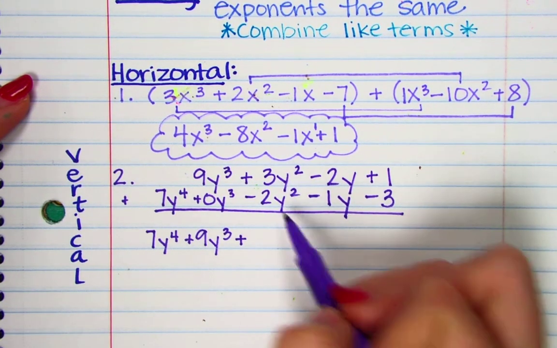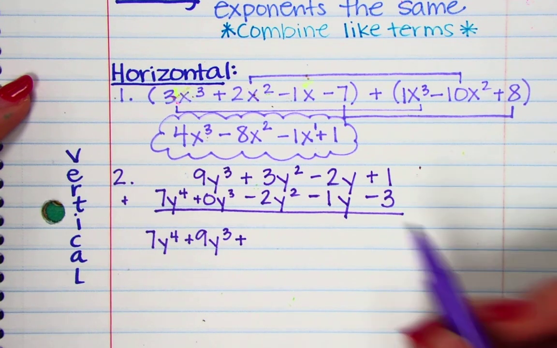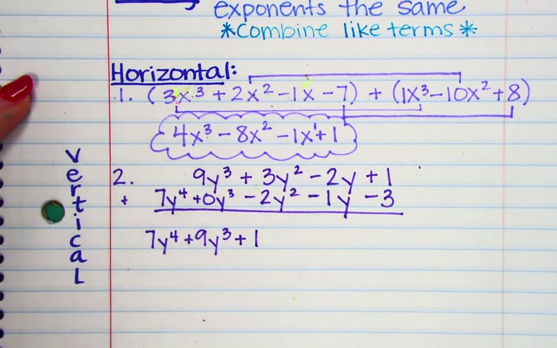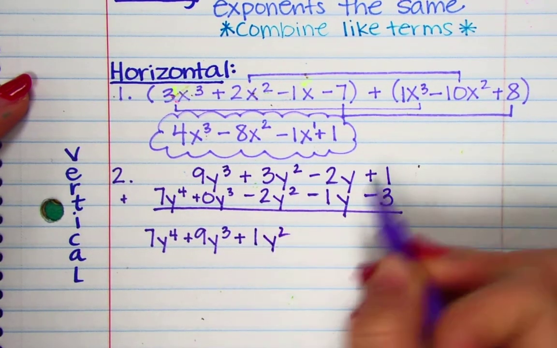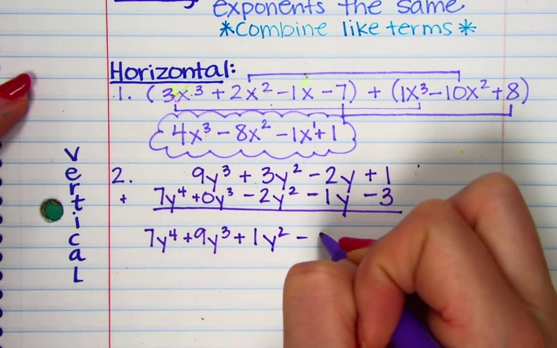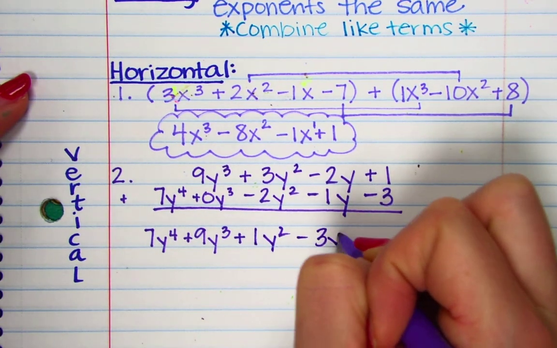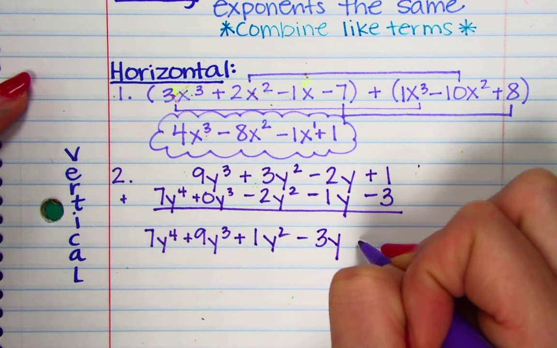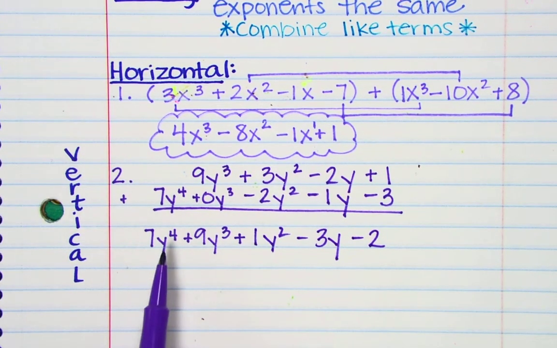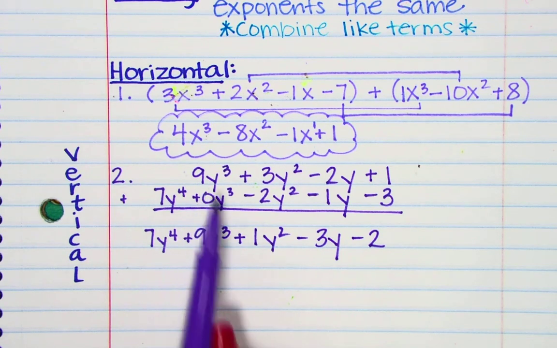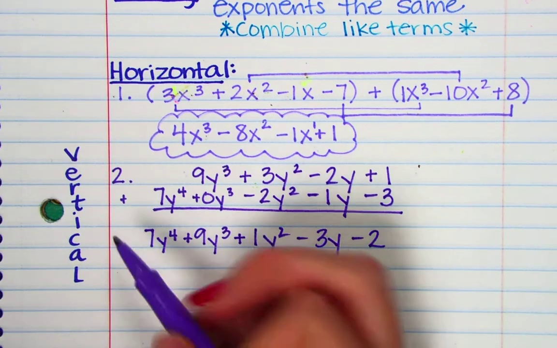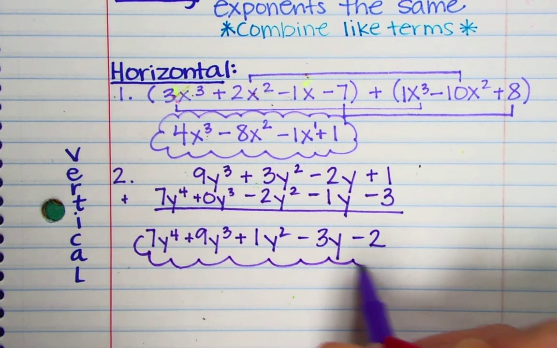What's 3y squared plus negative 2y squared? 3. No, you're on the next one. All right, y squared. What's negative 2y minus 1y? That's negative 3. There's the negative 3y. And then 1 plus negative 3? Negative 2. Okay, so the 7y, we didn't combine with anything. Okay, the 9y cubed, we didn't combine with anything. Okay, then the other ones changed. Okay, so there's our answer.